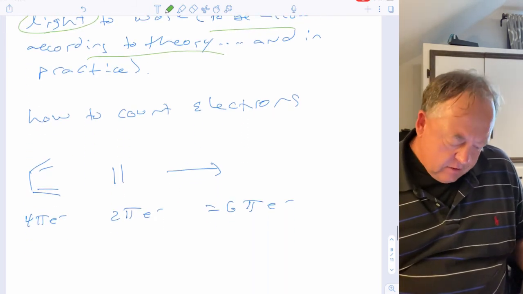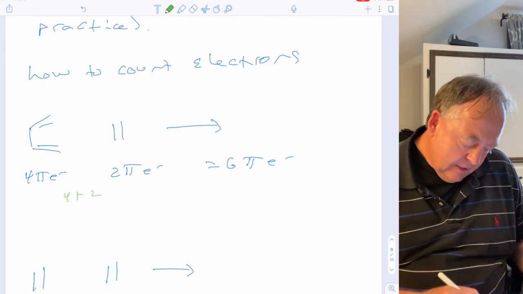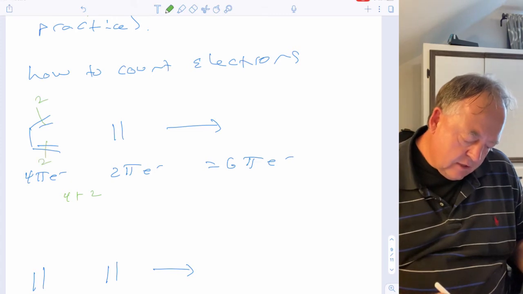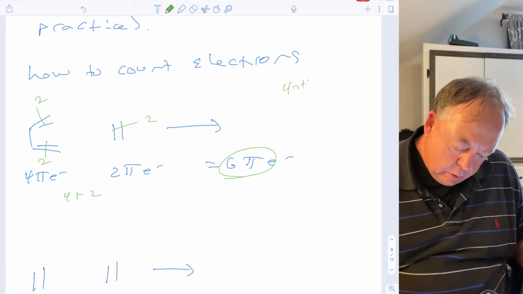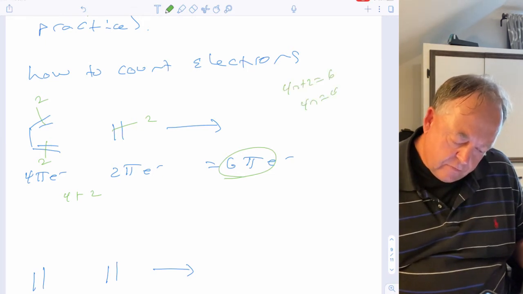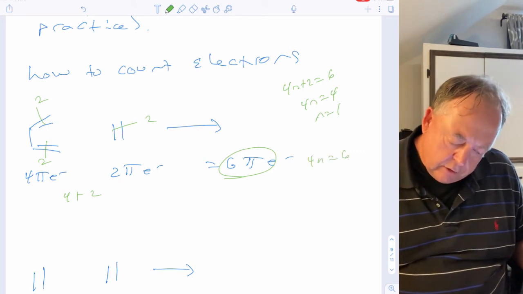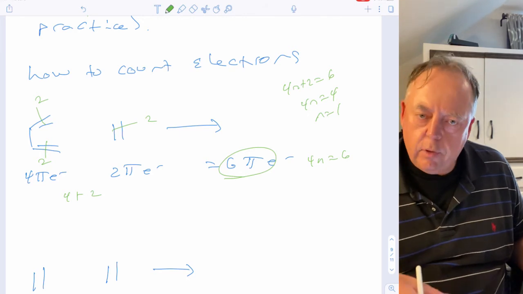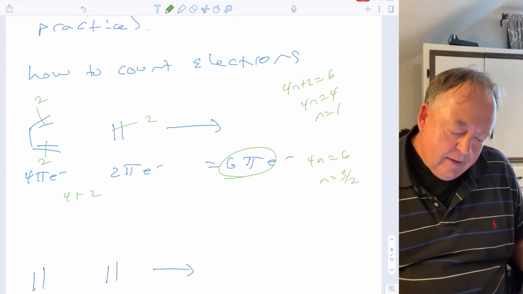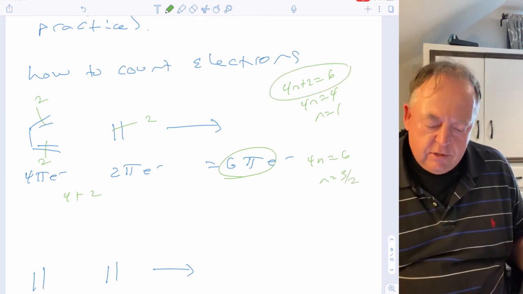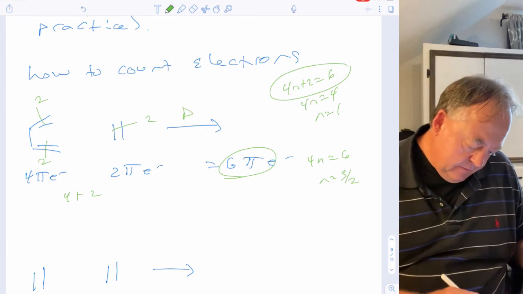So how did we count electrons? This will be what's called a 4 plus 2 cycloaddition. So we got 2 electrons there, 2 electrons there, 2 electrons there, so we got 6 electrons total. So 4n plus 2 equals 6, 4n equals 4, n equals 1. If 4n equals 6, so if we took a 4n plus 2 and a 4n and let them both equal 6, which one equals an integer? Well, the 4n plus 2 equals an integer, so this is a 4n plus 2 system, so this requires heat for this reaction to work.